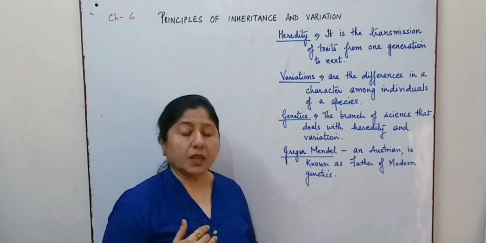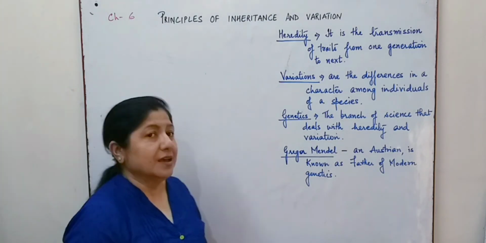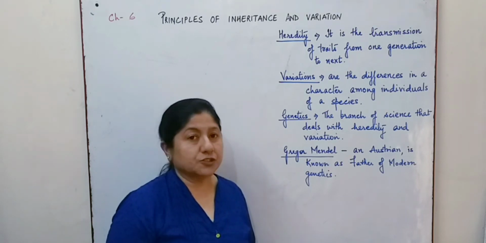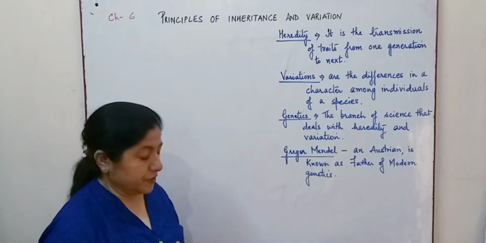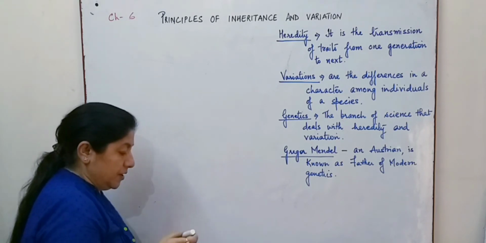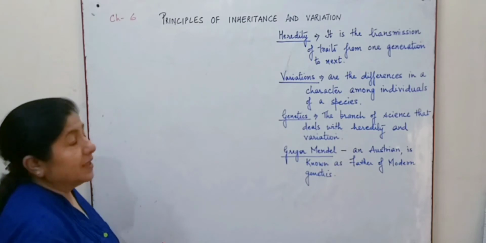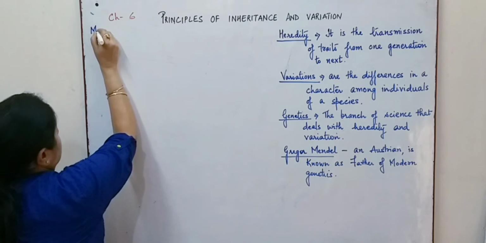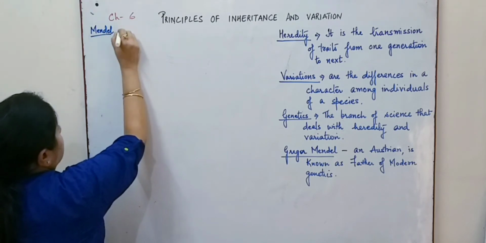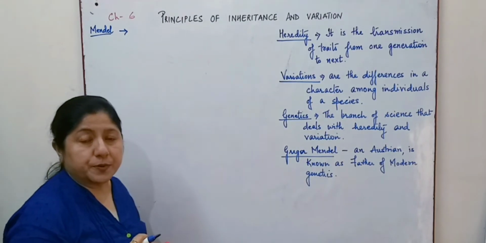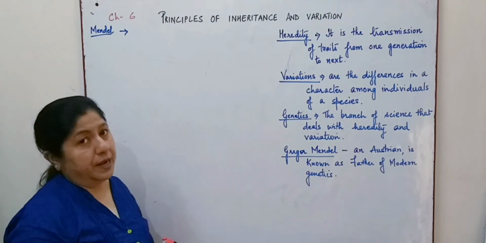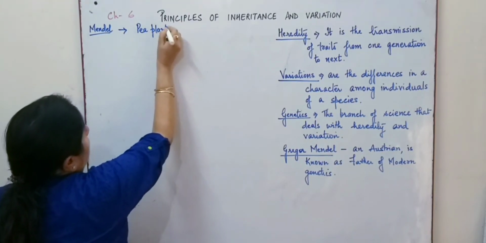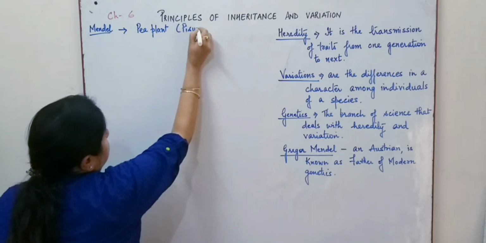Now, how the experiments were conducted and what all things were done, that we are going to study in this introductory part of this chapter. As I said, Gregor Mendel conducted a series of experiments. Mendel performed all his experiments on the pea plant, that is Pisum sativum.